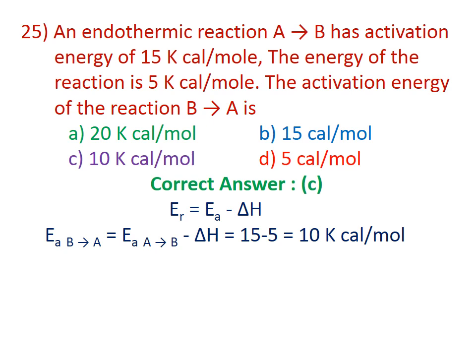25. An endothermic reaction A to B has an activation energy of 15 kilocalorie per mole. The energy of reaction is 5 kilocalorie per mole. The activation energy of the reverse reaction B to A is. Here, the activation energy of the reverse reaction is equal to Ea minus delta H. It is given Ea is 15 kilocalories, delta H is 5 kilocalories. 15 minus 5 will be equal to 10 kilocalorie. The correct answer is C.